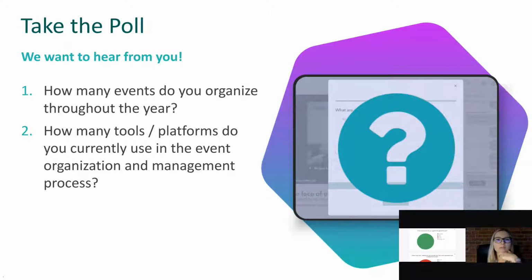Okay, so we have how many events do you organize throughout the year? This is very interesting. All of you, actually 100% of people, say they're organizing up to 20 events, so more or less 1-2 per month. That's very interesting.